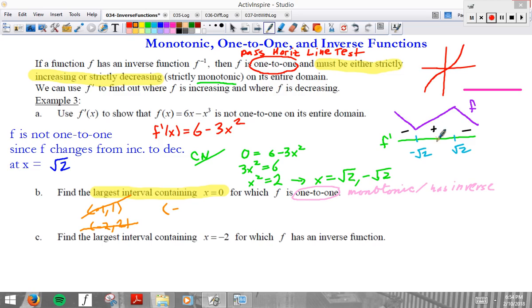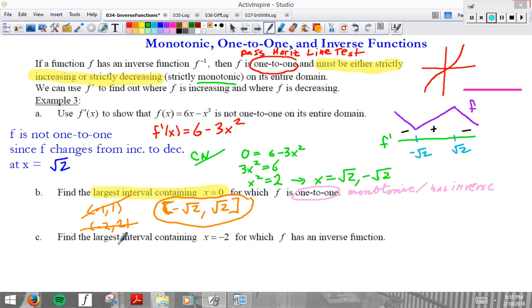Containing 0, the furthest left we can go and keep the sign at 0 is negative root 2, including, because you could get bigger if we didn't include it. And the furthest to the right we could go is positive root 2, including. Because if we go any further than that, we have to flip the sign of f prime. If we go any further than that, f would change from increasing to decreasing. So that's what we're talking about.